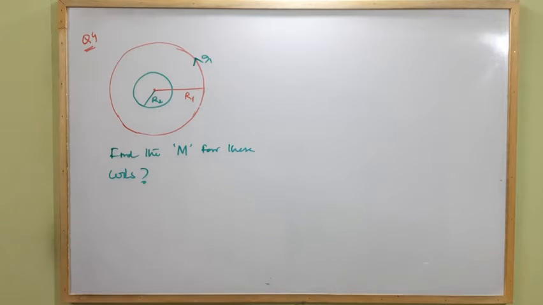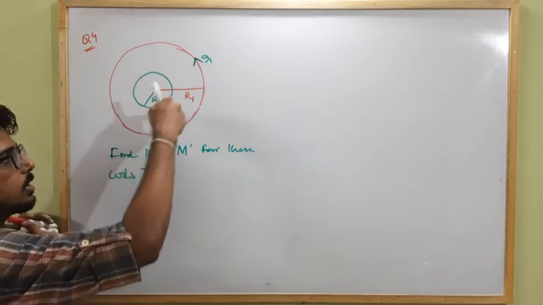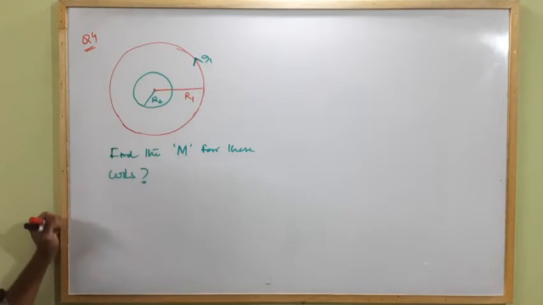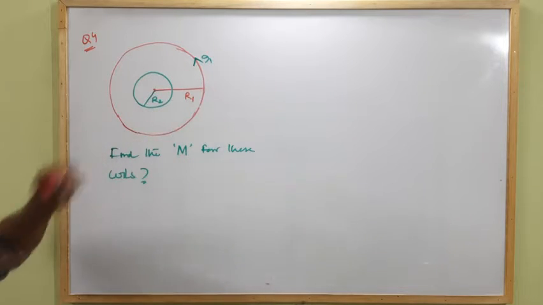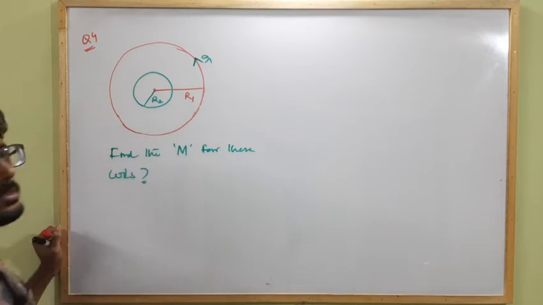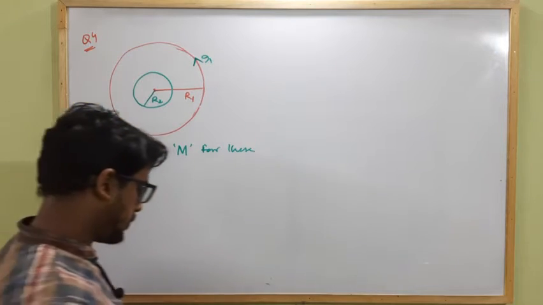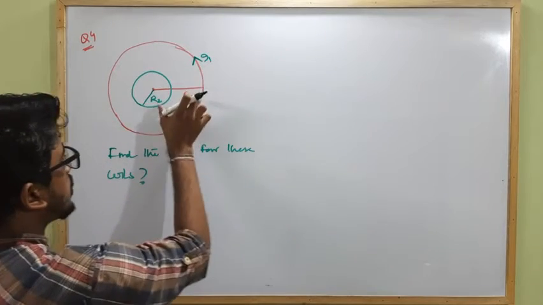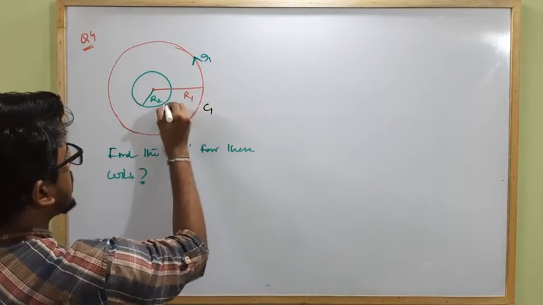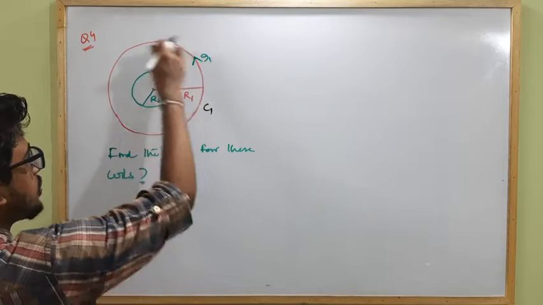Okay, there are two concentric circular coils of radius R1 and R2. Current I is flowing through the external coil of radius R1. So what will be the value of mutual inductance for these two coils? As current is flowing through the radius R1, let it be coil 1, this will be coil 2. So current is flowing through coil 1.